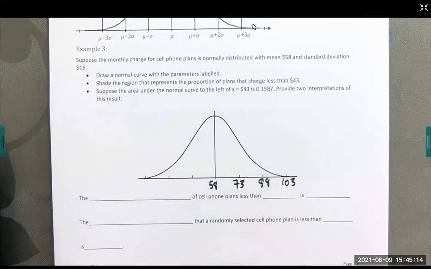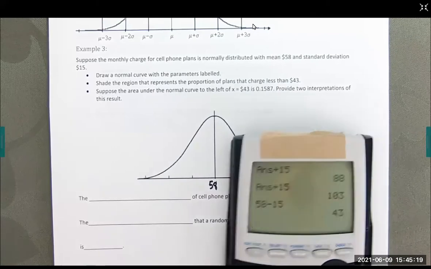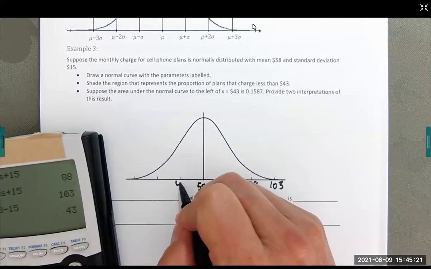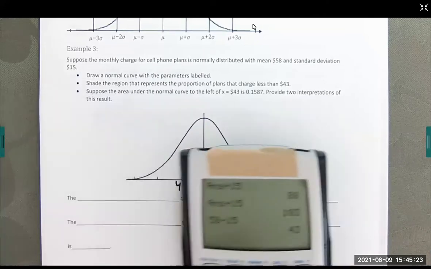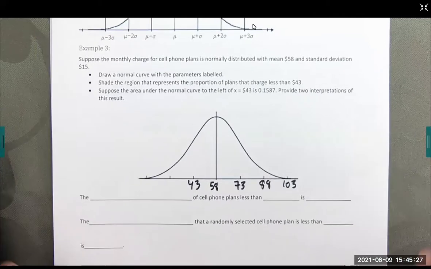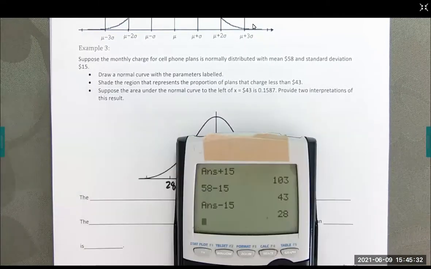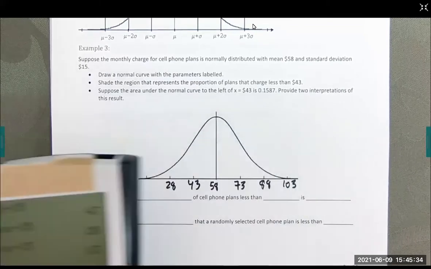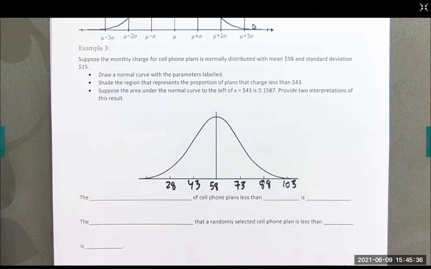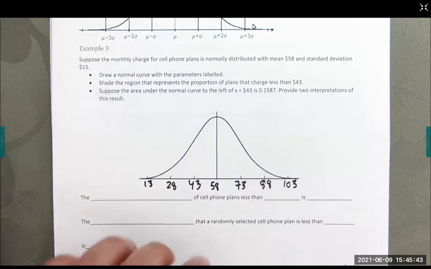Now we can go the other way. 58 minus 15. 43. Minus 15. 28. And minus 15. 13. And of course, as always, whenever you see me do something on a calculator, you should be doing it with your calculator as well. If I'm going too fast, you can just pause it. Now, I don't know of a cell phone plan that's only $13.